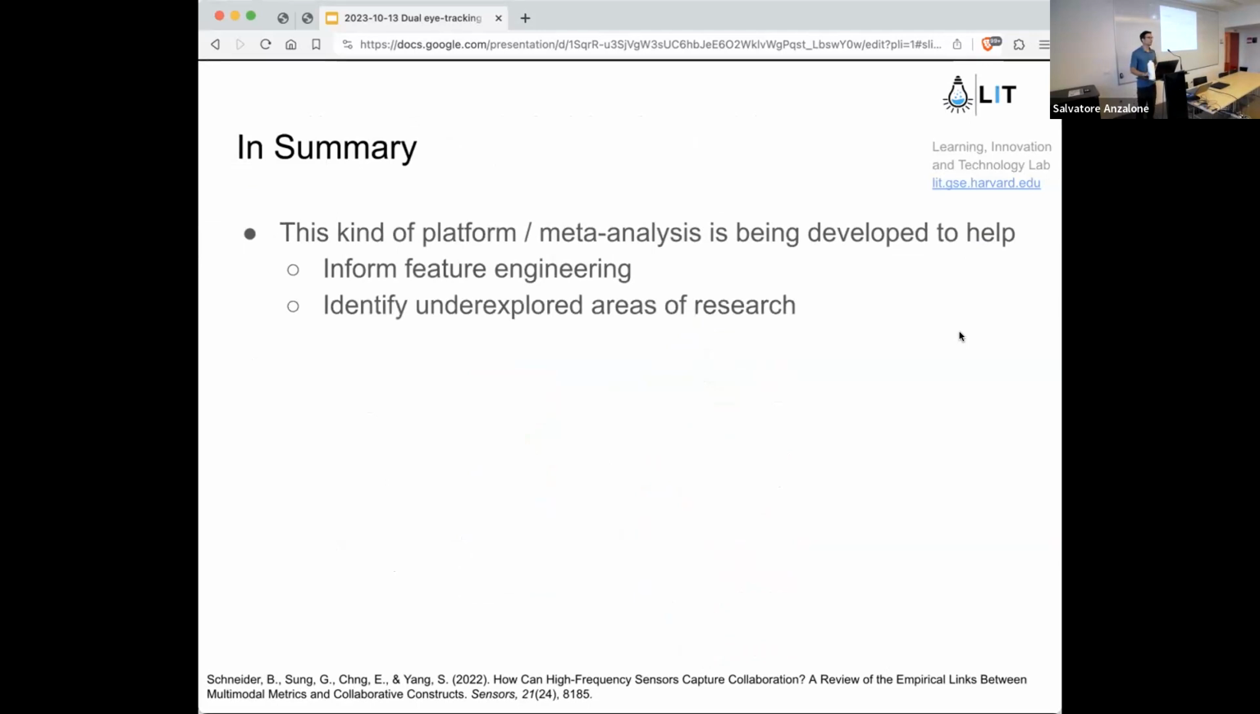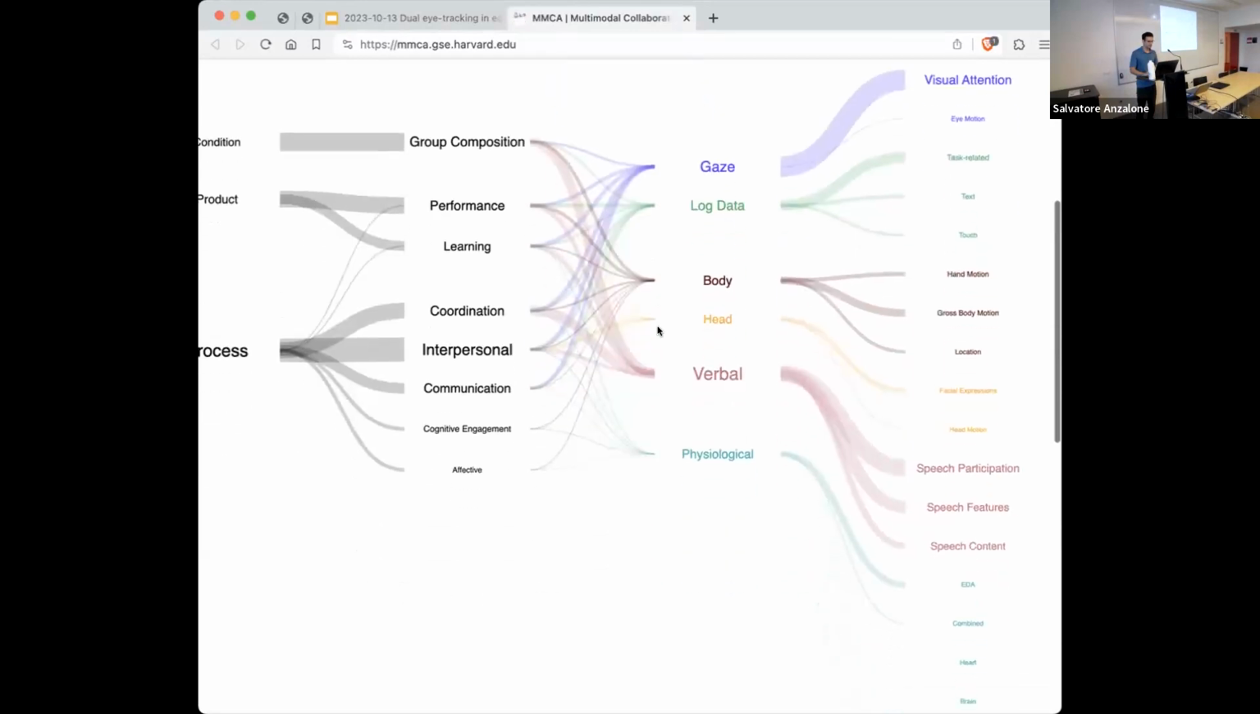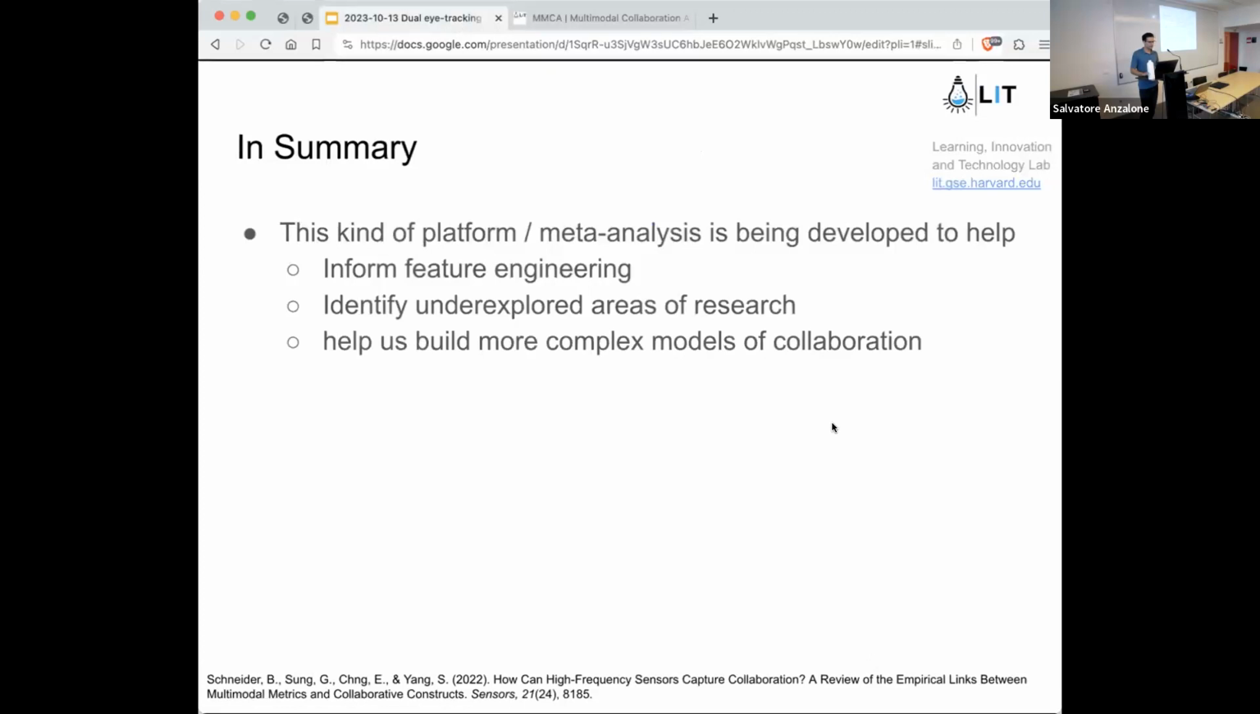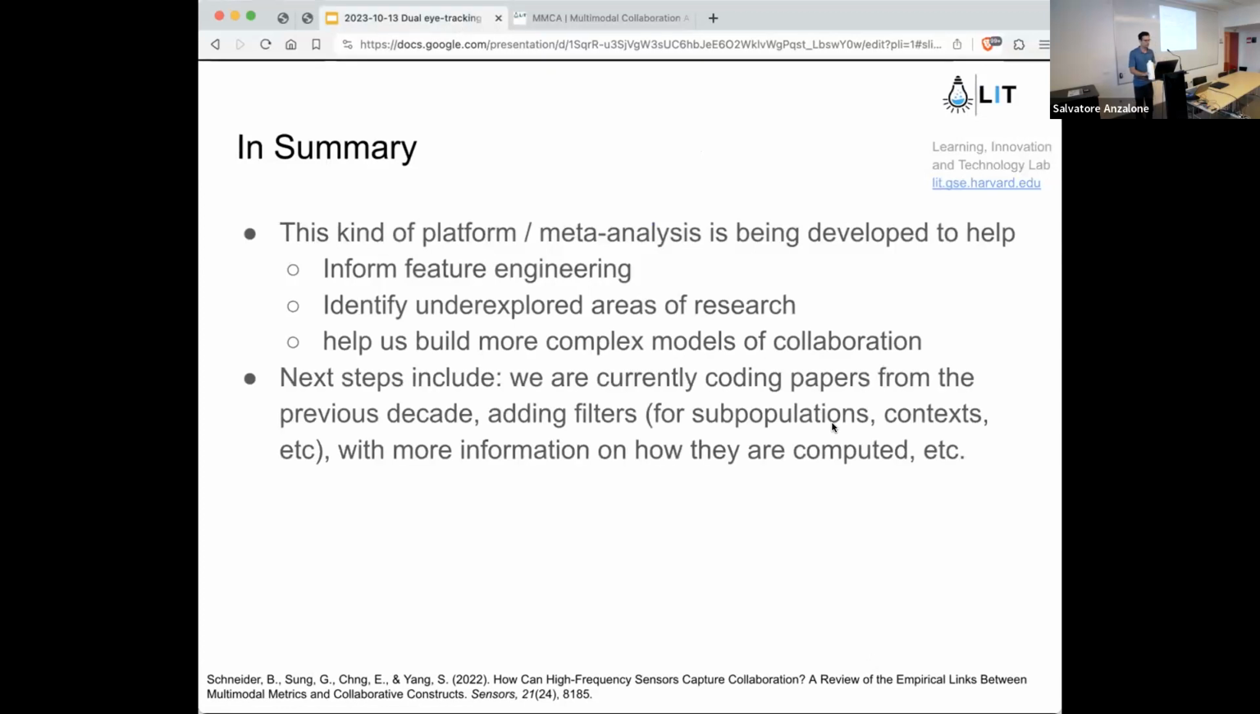It can also help identify underexplored areas of research. For example, if you look at the visualization, you can see that the affective side of things in collaboration is really underexplored using those kinds of methods. It can help us build more complex models of collaboration and so on.